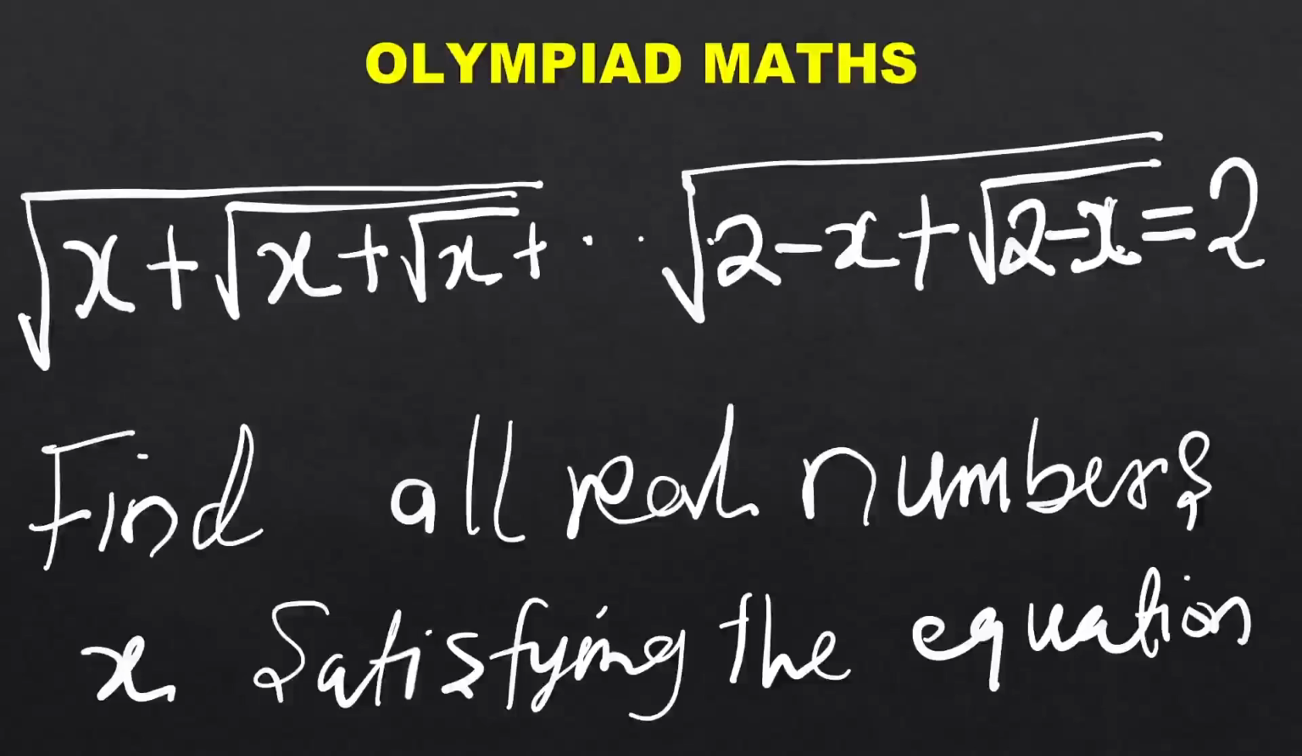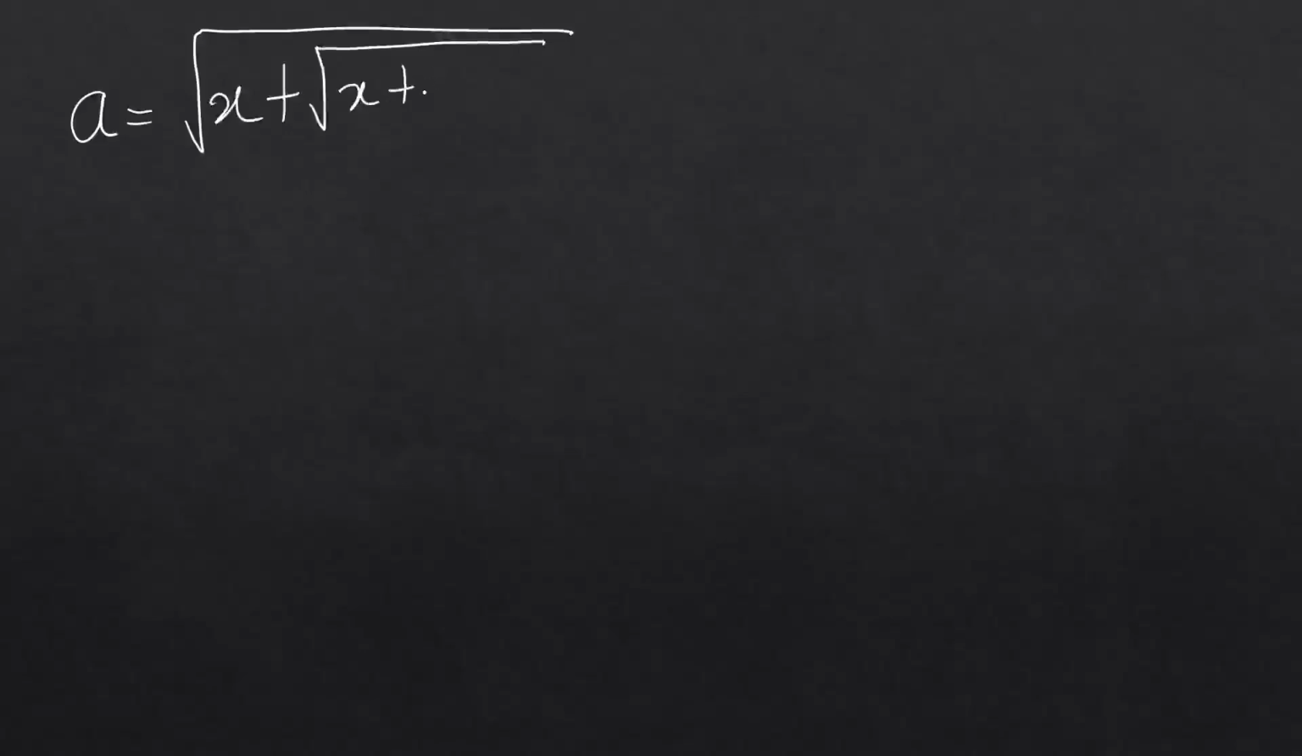Let's get started. Now, the first thing I'm going to do is to start with A. I'm going to say that A is going to be equal to the first part, which is square root of x plus square root of x plus root x, and so on. So keep going, okay? Now this is A, actually.